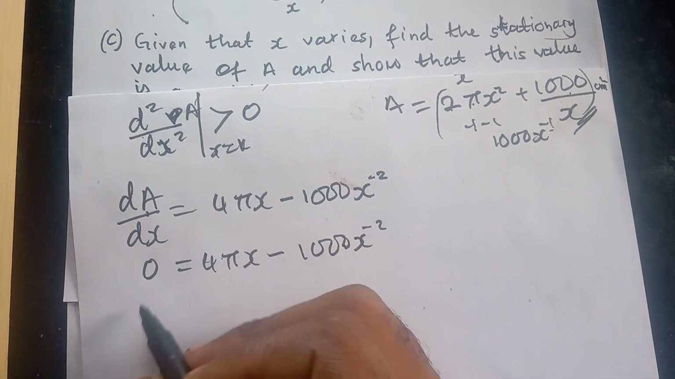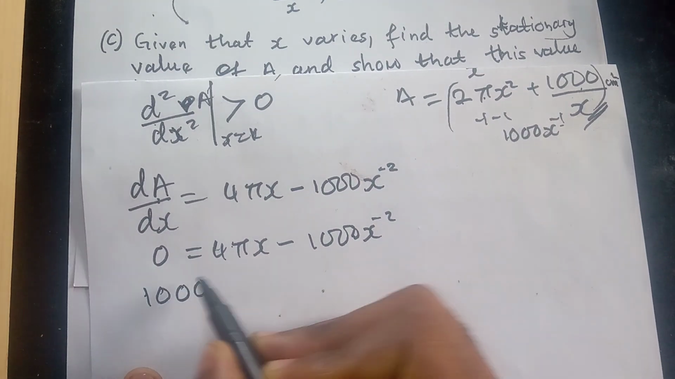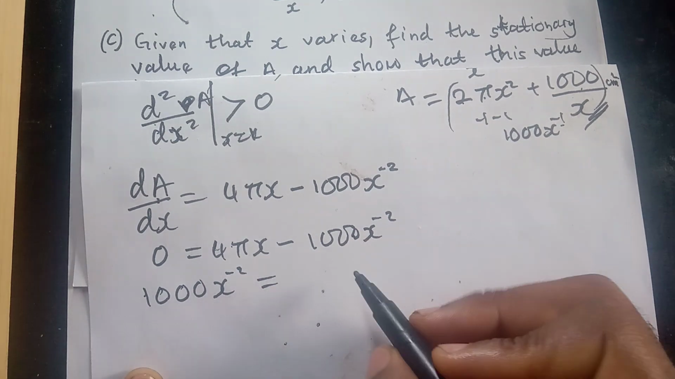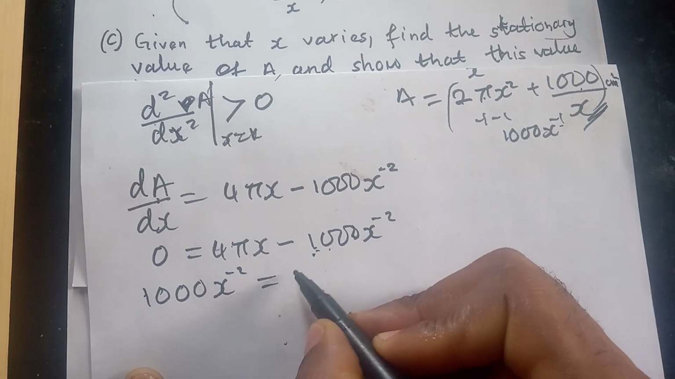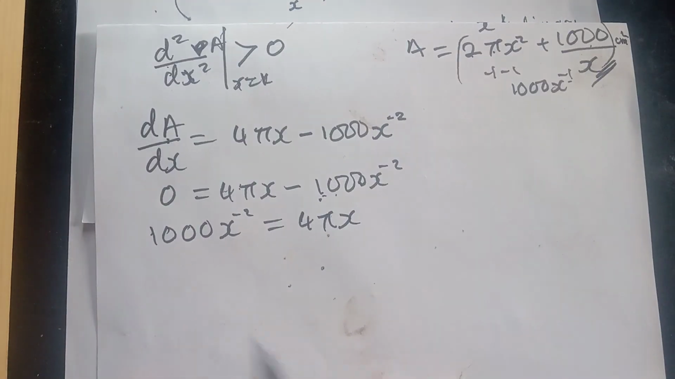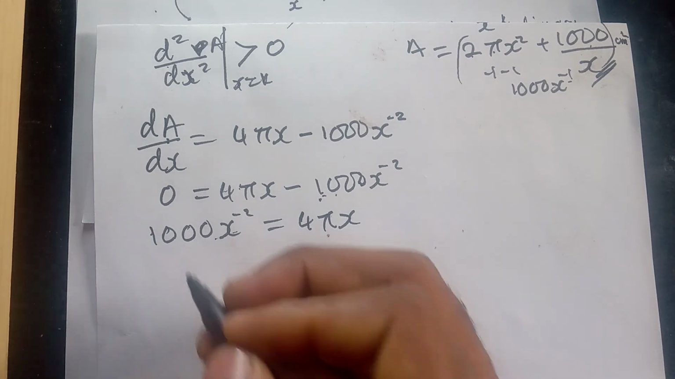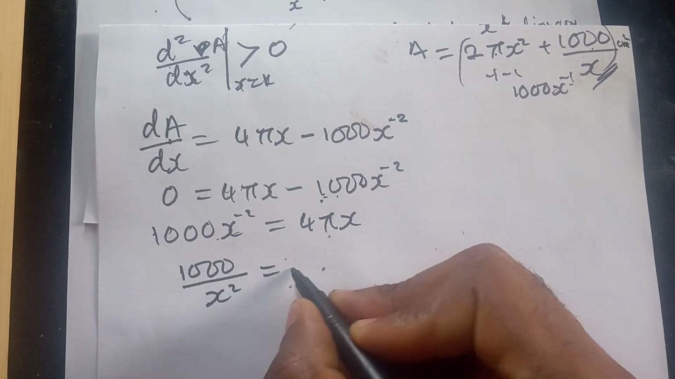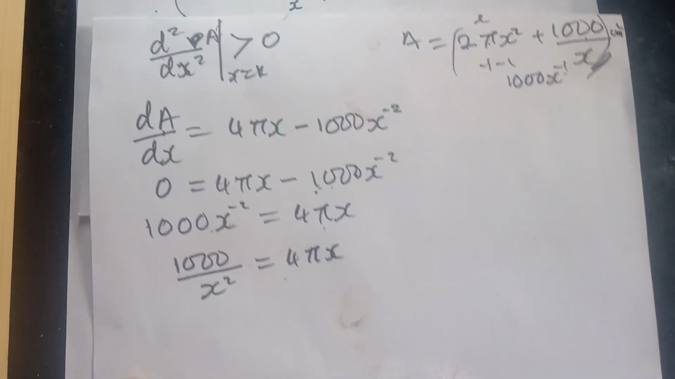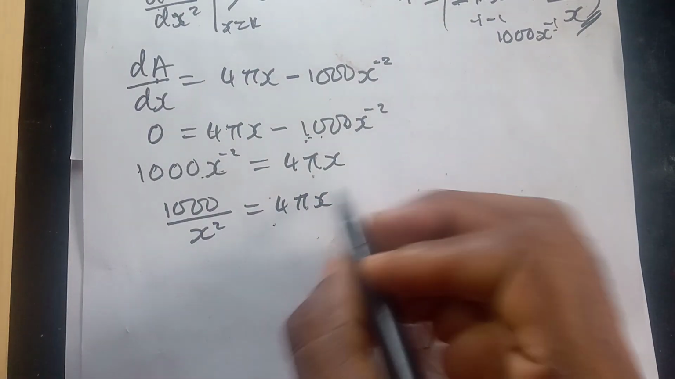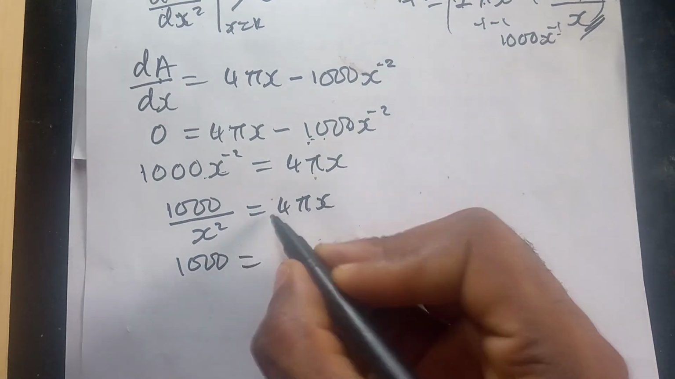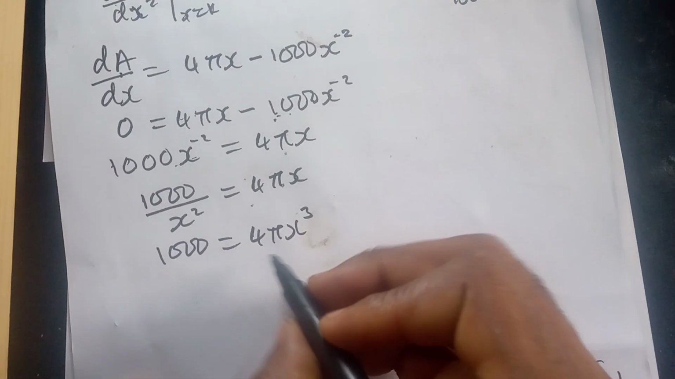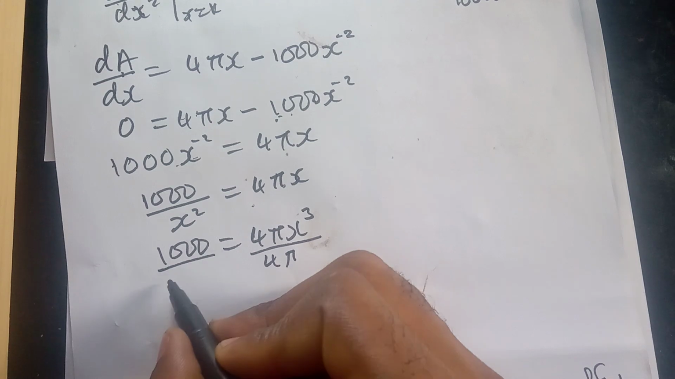And then you can take this one to the other side, so that we have 1000 x to the power negative 2 equal to 4 pi x. And then we can write this as a fraction, so that we have 1000 over x squared, which is equal to 4 pi x, and then let's cross multiply. When you cross multiply, you have 1000 equals 4 pi x to the power 3. Then let's divide both sides by 4 pi.